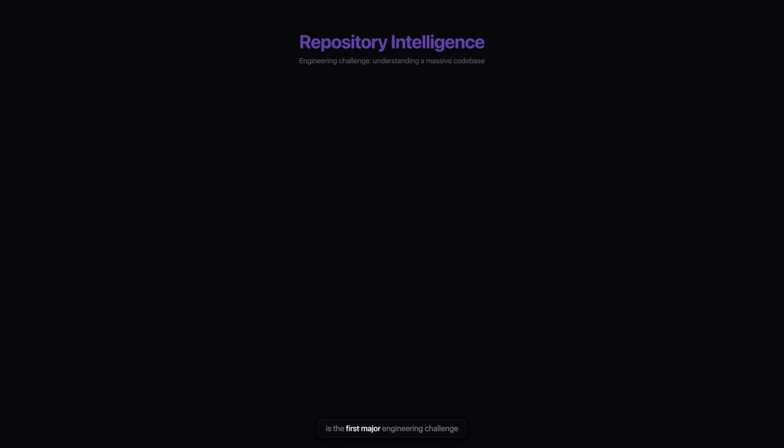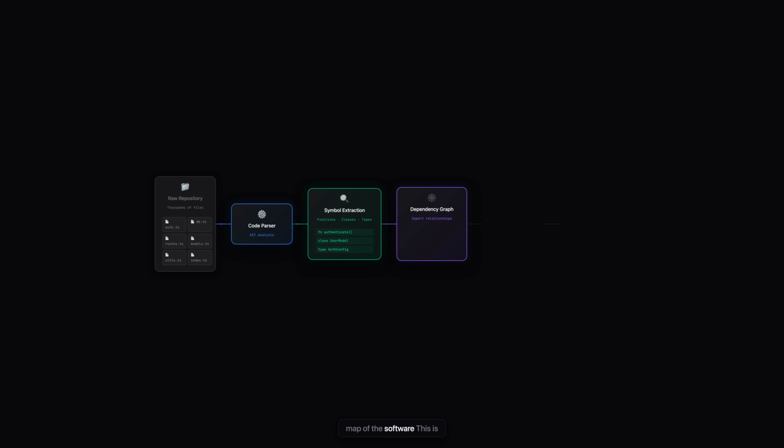Now we reach the first major engineering challenge. How does an AI understand a massive codebase? Imagine a large company repository. You cannot send this entire repository to an AI model. So before the AI answers anything, the system builds an understanding of the codebase, the architecture. The system analyzes files, functions, classes, imports, dependencies, relationships. It creates a map of the software.